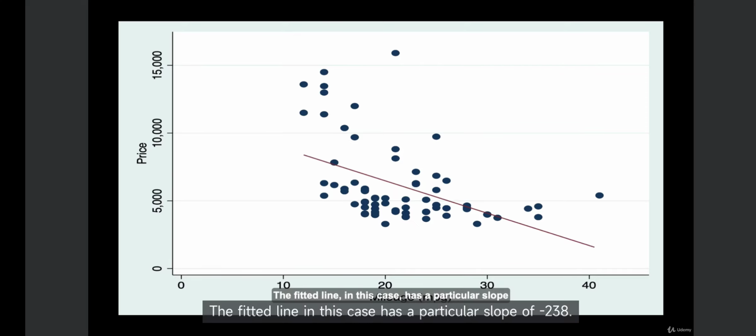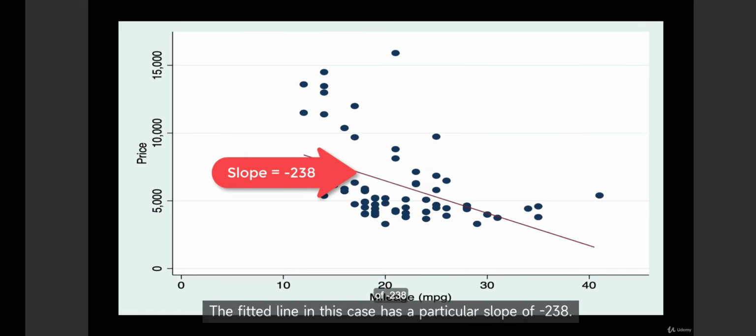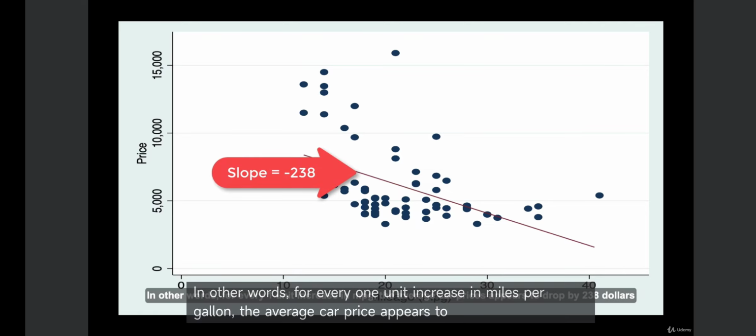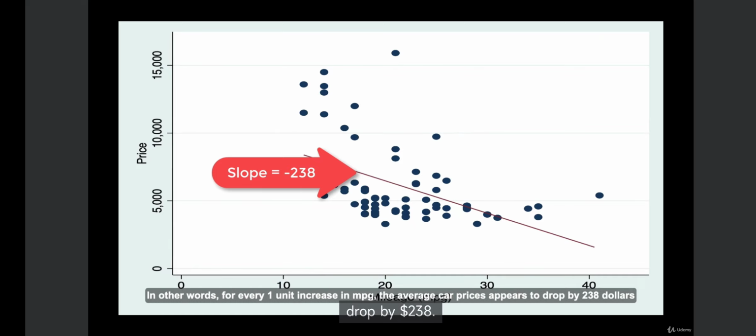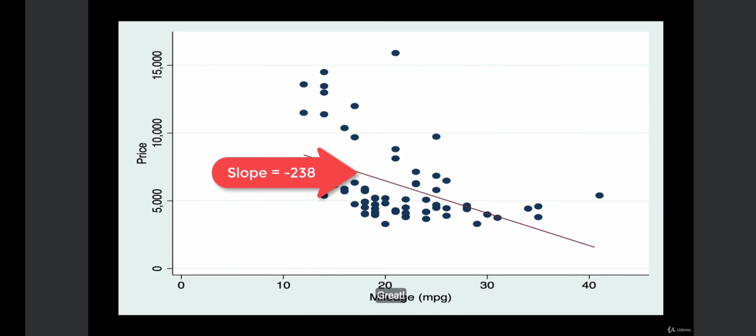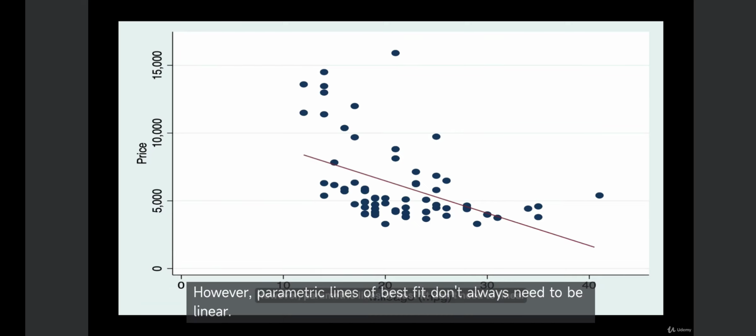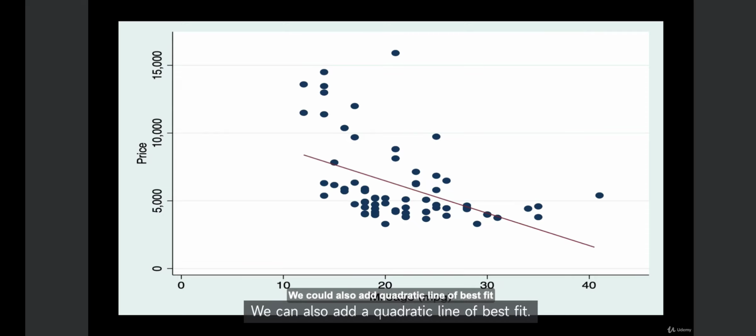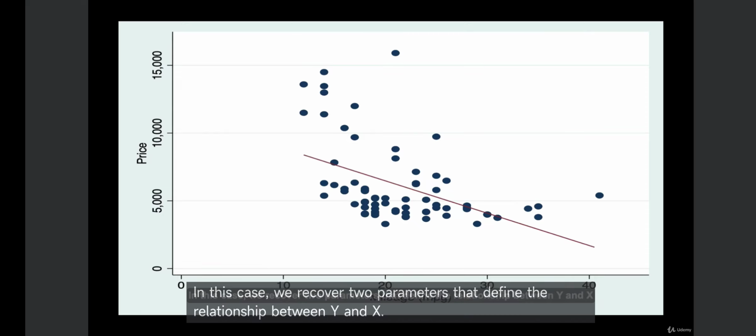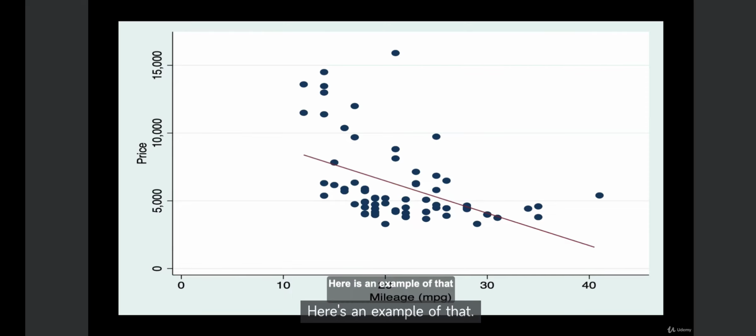The fitted line in this case has a particular slope of minus 238. In other words, for every 1 unit increase in miles per gallon, the average car price appears to drop by $238. Great! However, parametric lines of best fit don't always need to be linear. We can also add a quadratic line of best fit. In this case, we recover two parameters that define the relationship between y and x. Here's an example of that.